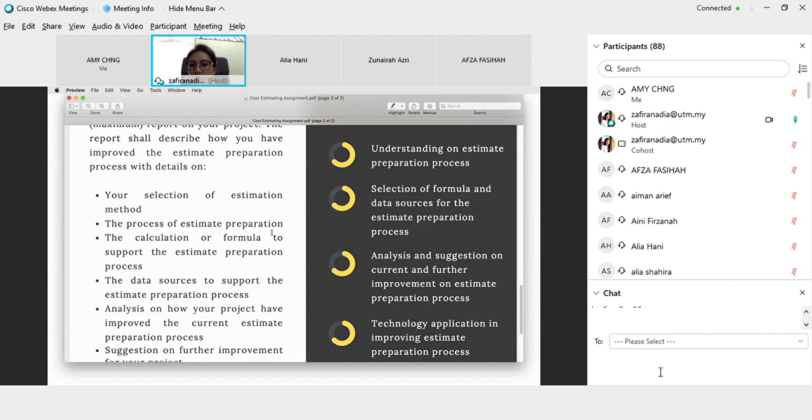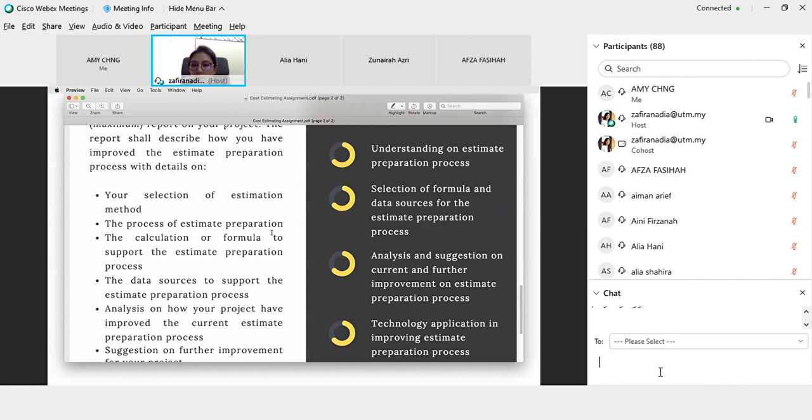Calculation or formula to support estimate preparation. So calculation and formula tu macam nanti next week kita akan belajar macam mana kita nak transform kalau kita ada course data daripada KL, nak transform course data tu untuk fit project kat Johor. Tapi dia ada calculation apa bahagi apa, darab apa contohnya. That is what I meant by formula and calculation. So formula and calculation tu mesti betul.